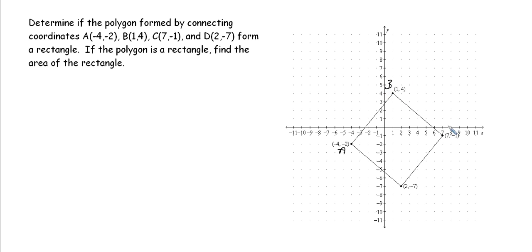Well, what do we know about rectangles? We know that opposite sides have to be parallel to one another, and we know that the angles all have to be 90-degree angles. So the intersecting sides have to be perpendicular to one another. Just like we discussed on the triangle a moment ago, we can determine if they're perpendicular if their slopes are opposite reciprocals.